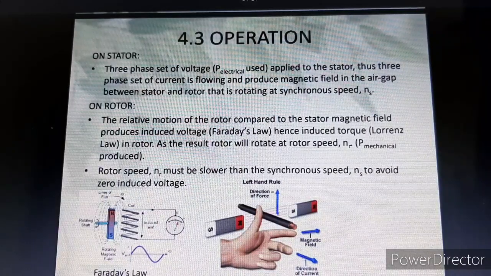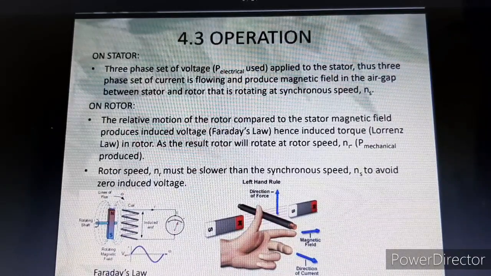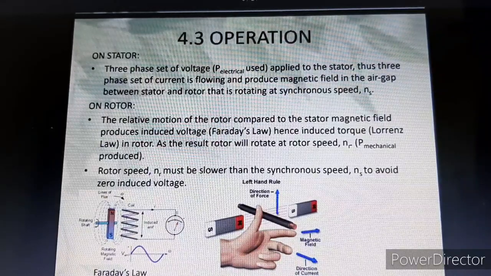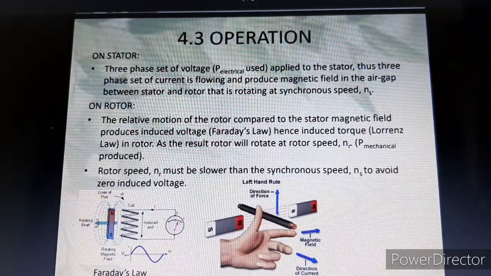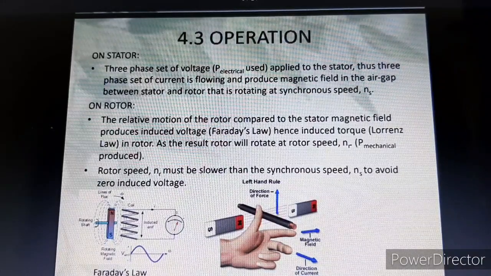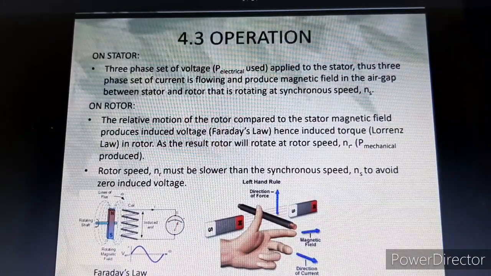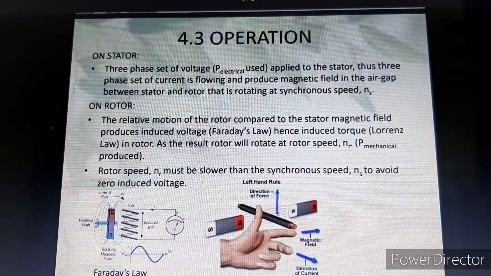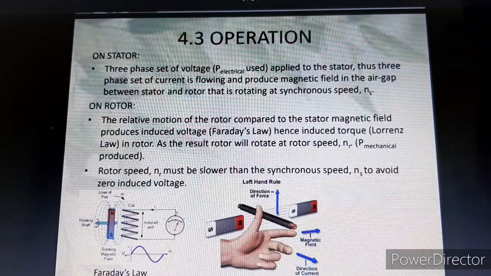So on the stator, we have a rotating magnetic field that is rotating at synchronous speed. So what happens on the rotor? How can this electrical power be converted to mechanical power? On the rotor, the relative motion of the rotor compared to the stator magnetic field produces induced voltage. Notice the words induced voltage, that's why it's called an induction motor, according to Faraday's law. And when we have induced voltage, we'll have induced torque according to Lorentz law.